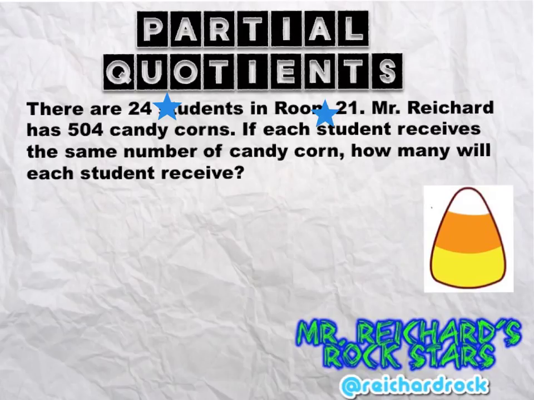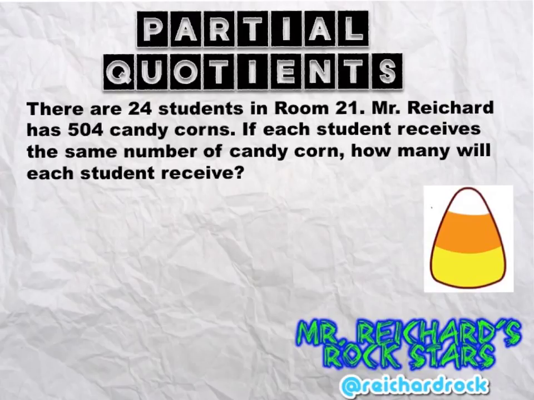What's something else that maybe you notice? Okay, we have 504 candy corns. That's a good notice. Okay. And anything else that you notice about this problem? They're each receiving the same number. Okay, so there I have all of the things that I have to notice. Okay, 24 students, Room 21, 504 candy corns, and each student is receiving the same number.